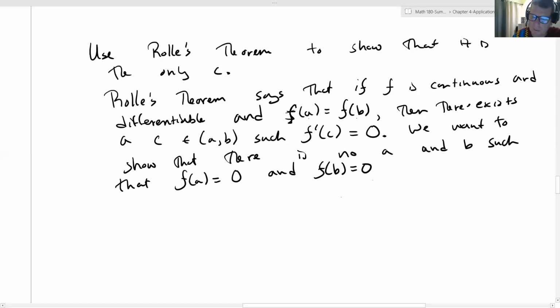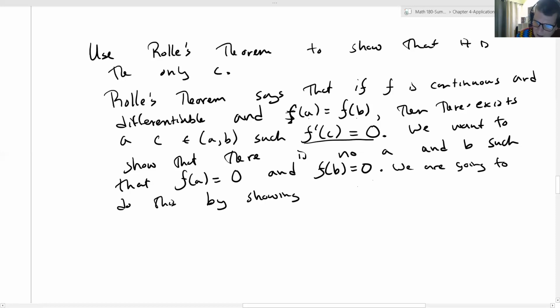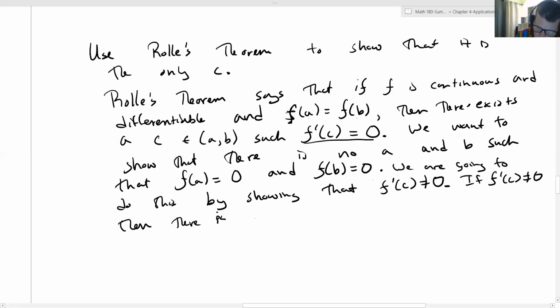So we're going to show that there's only going to be one of them. And the way that we're going to do that is by showing that f prime of c will never equal 0. So if f prime of c does not equal 0, then there is only one root.